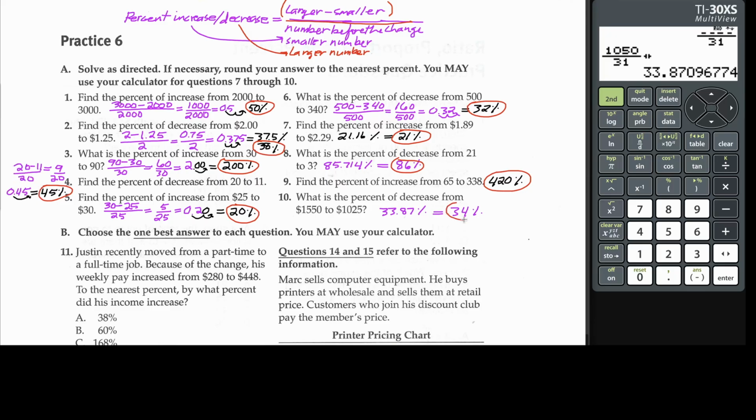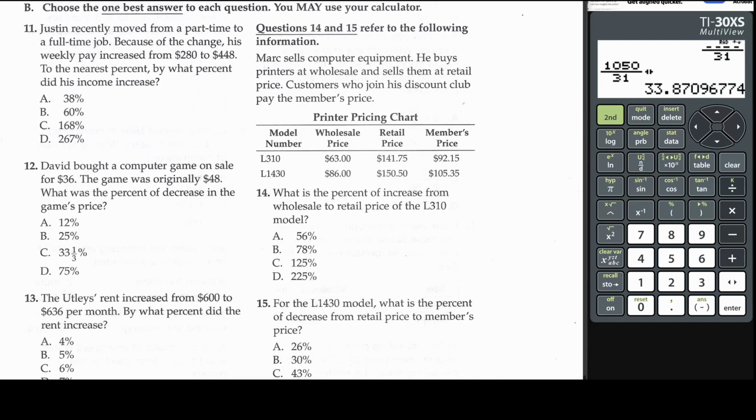Okay, circle that. Okay, now let's move on to part B. Part B, number 11. Choose the one best answer to each question. You may use your calculator.